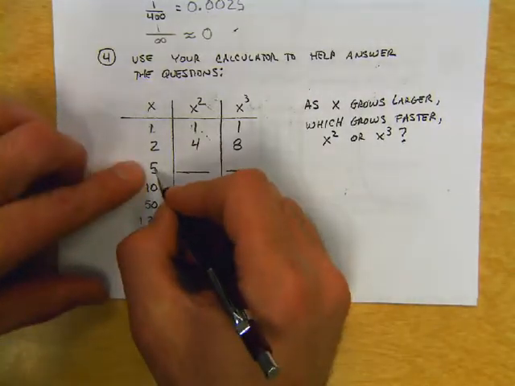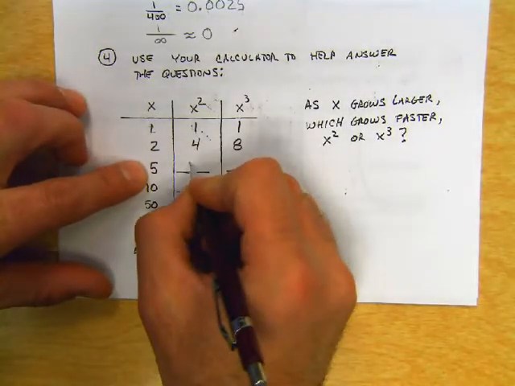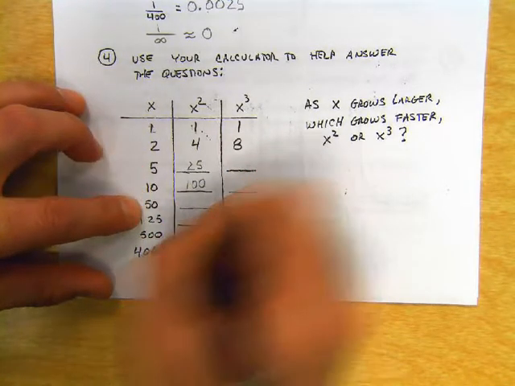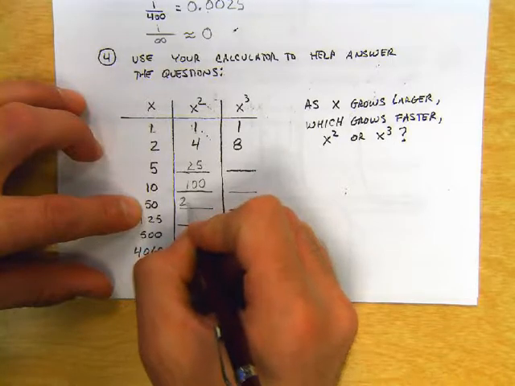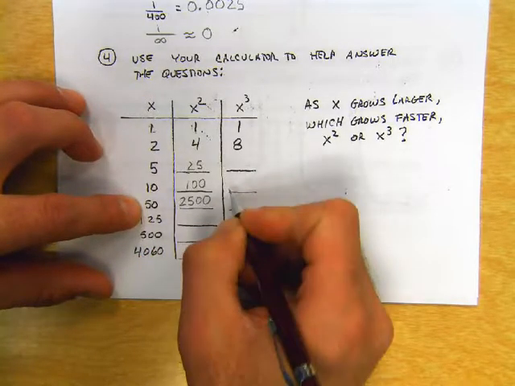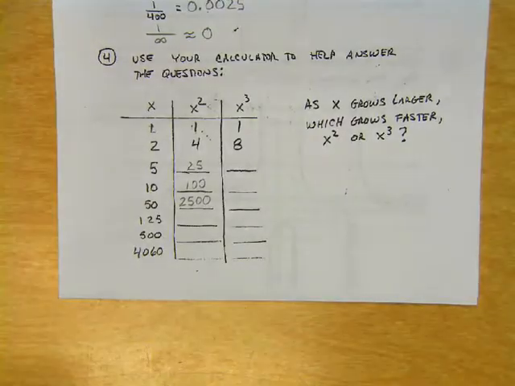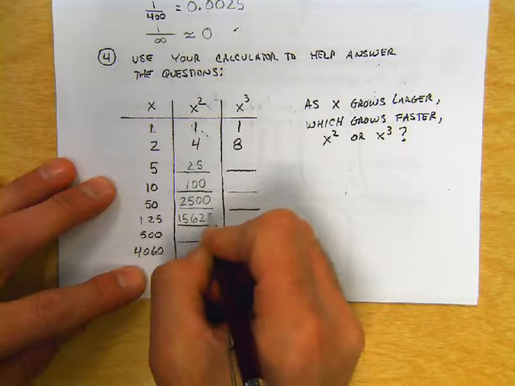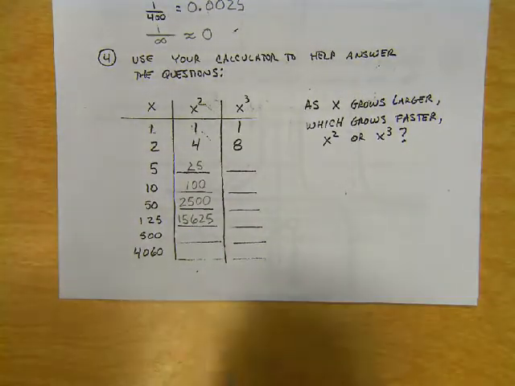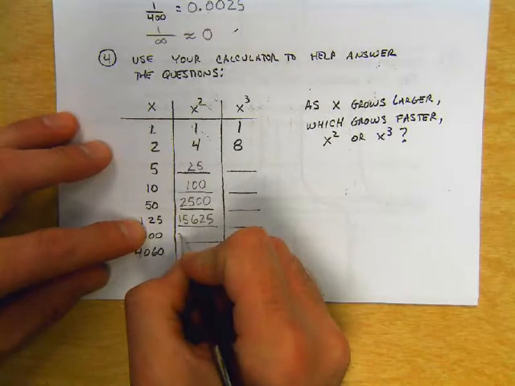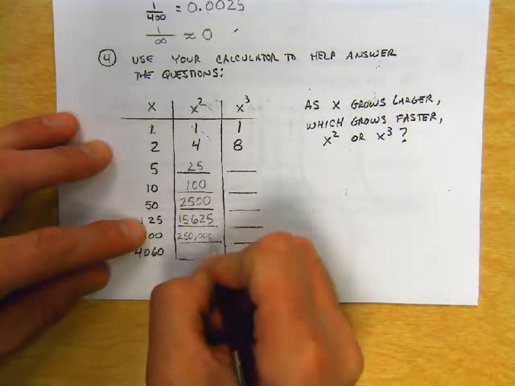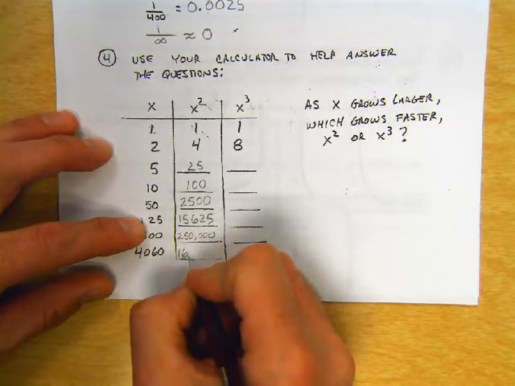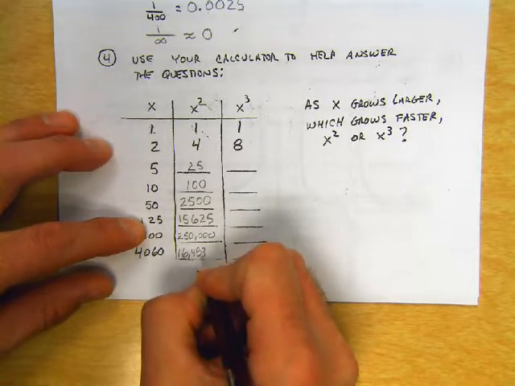Let's fill out this table. 5 squared is 25. 10 squared is 100. 50 squared, is that 2,500? What's 125 squared? Hold it, 15,625. And then 250,000. And then, I know this, 16,483,600.